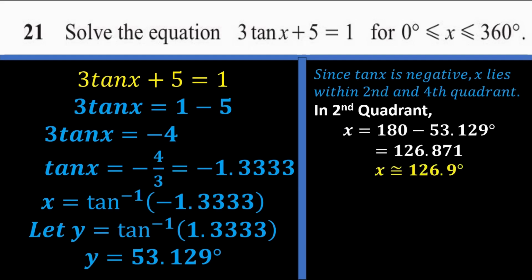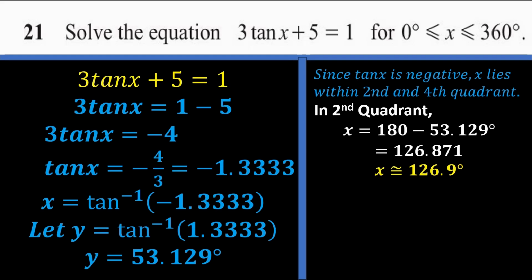And in the second quadrant, I mentioned, it's going to be 180 minus the acute angle, 53.129 degrees. And that gives us 126.871 degrees, which, if we write to the expected level of accuracy for angles in the IGCSE examination, we are expected to write all angles to one decimal place. That gives us 126.9 degrees. That's the first value.